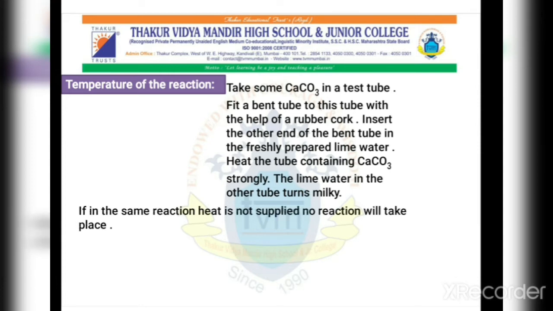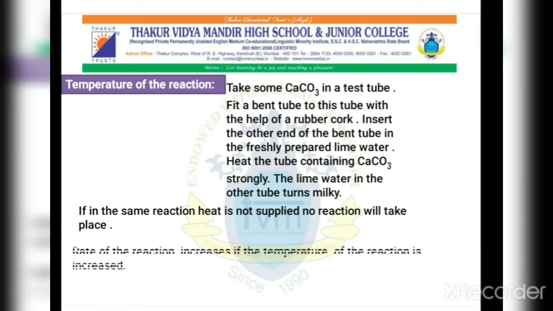If in the same reaction heat is not supplied, then no reaction will take place. That is, the rate of the reaction increases if the temperature of the reaction is increased. That was the fourth one, called the temperature of the reaction.